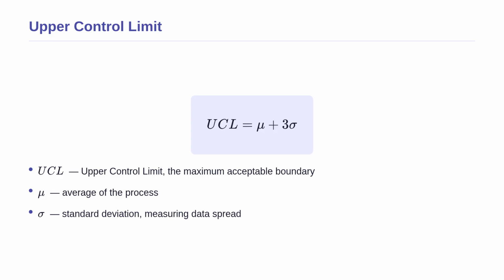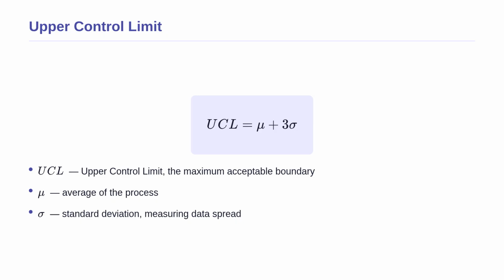Building on our center line, we must now establish the ceiling of our safe operating lane, known as the upper control limit. The formula is UCL equals mu plus 3 times sigma. This formula calculates the maximum acceptable boundary for our process. UCL stands for the upper control limit. Mu is our historical average and sigma is the standard deviation.